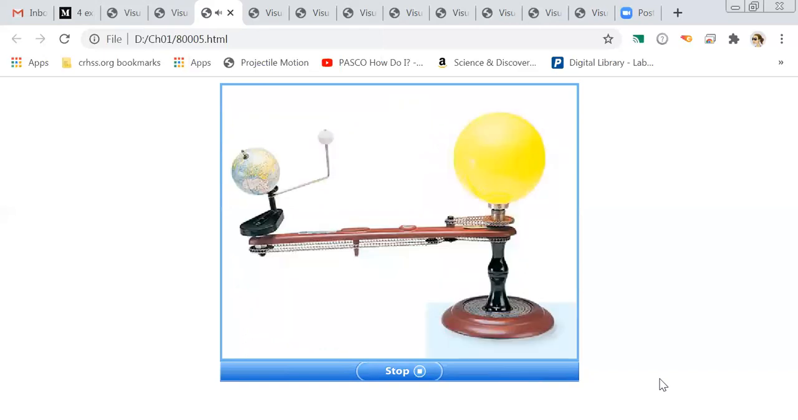Models can also represent objects in the solar system that are too large or far away to observe in certain ways. For example, this model can be used to show how the movements of the Earth, the Moon, and the Sun result in the different phases of the Moon.